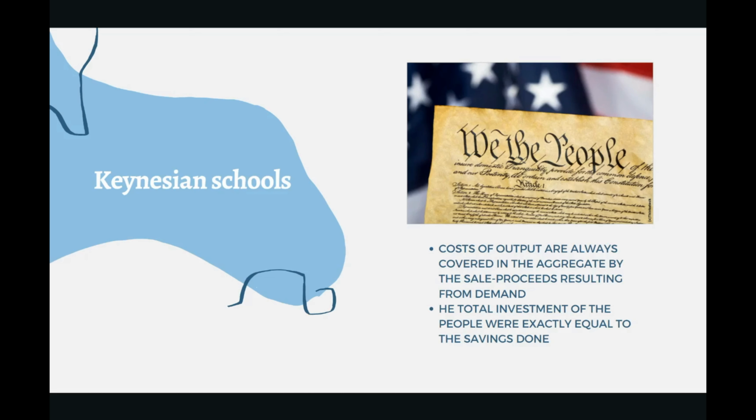The classical idea is that Say's law is correct in the universe. Say's idea says the costs of output are always covered in the aggregate by the sale proceeds resulting from demand. Accordingly, Keynes said it was incorrect, as according to him it is a law that would be true only in a special case. And here are some of the differences between these two.